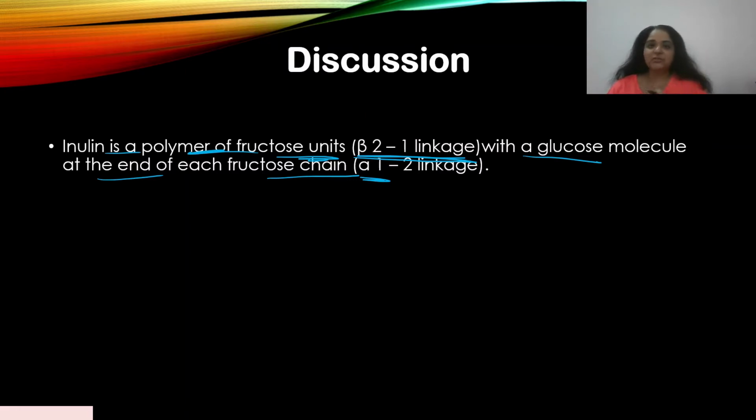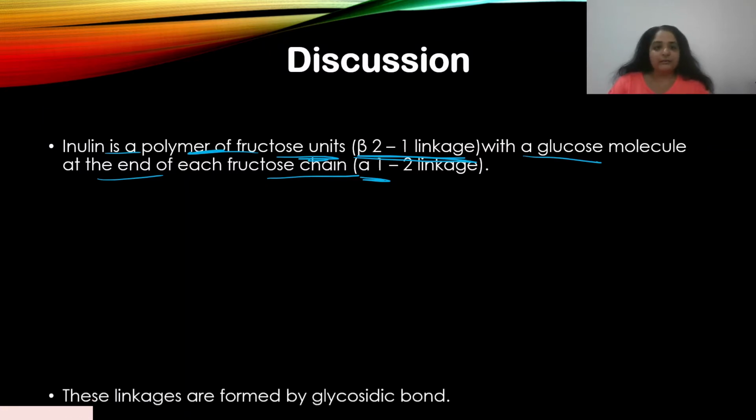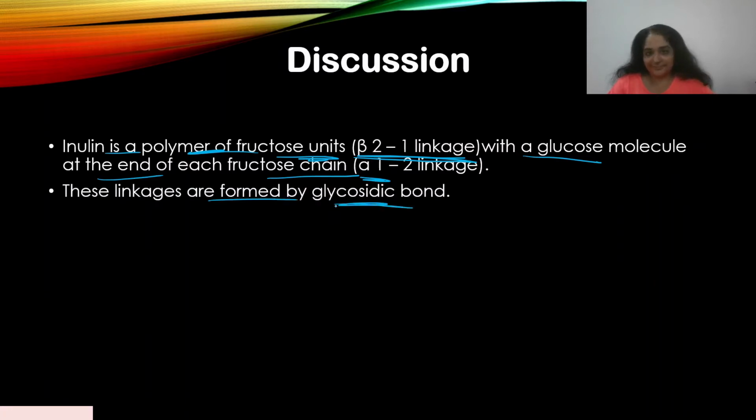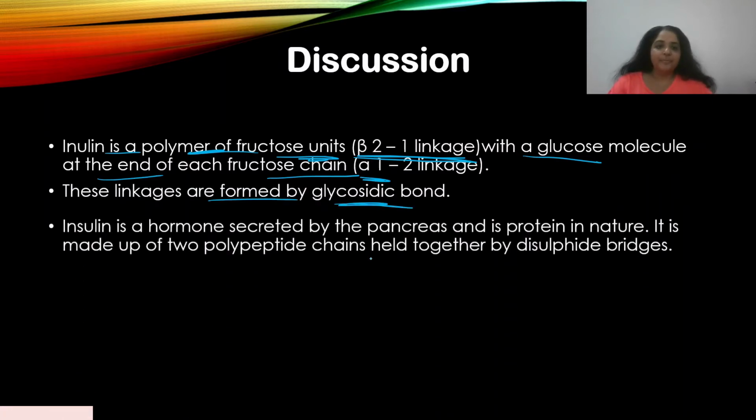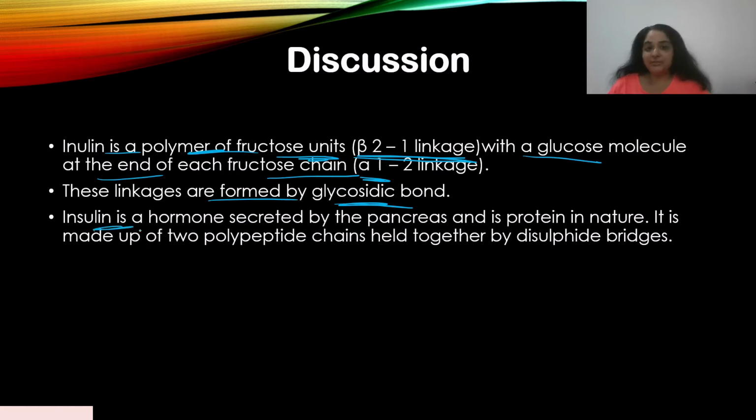It has low molecular weight, so it's easily digestible and easily soluble in water, and these linkages are formed by glycosidic bonds. Now please don't confuse inulin with insulin. What if the options were the other way around? What if for glycosidic bond it said insulin, and for peptide bond it said inulin? That's also incorrect, right? Many people get confused between inulin and insulin. Inulin is a polysaccharide and insulin is a protein, a hormone, secreted by the pancreas. Insulin is a very important hormone in our body.